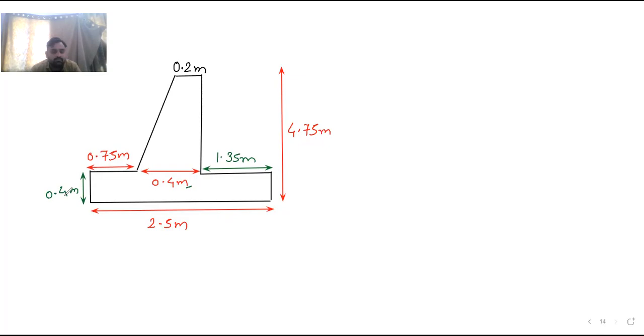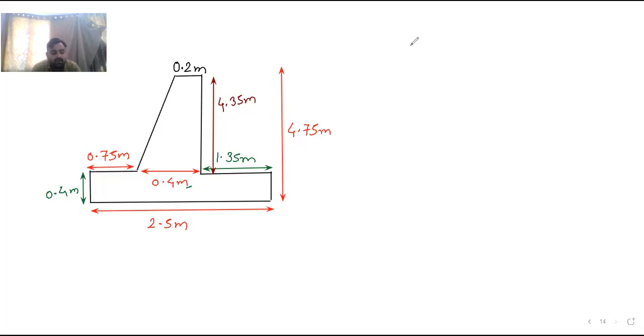Now this is the diagram. Now we will take the stability checks. So let me know how much is this height, from this point here up to this point. What is this height? This height is 4.35, no, minus 0.4 only. Okay, 4.35.